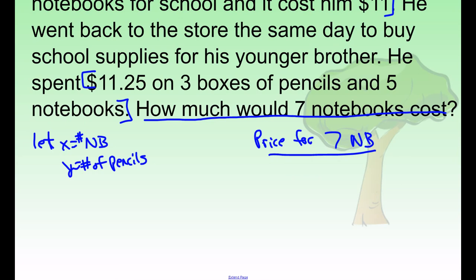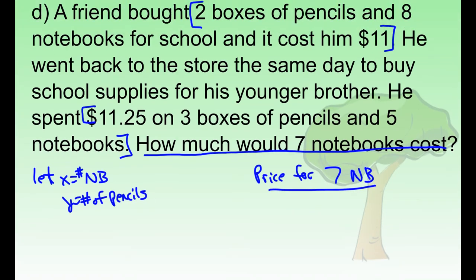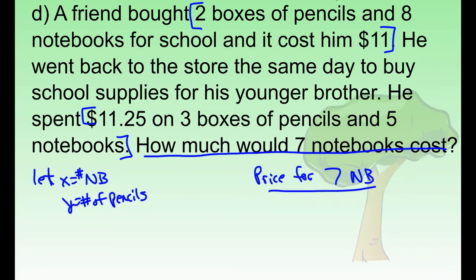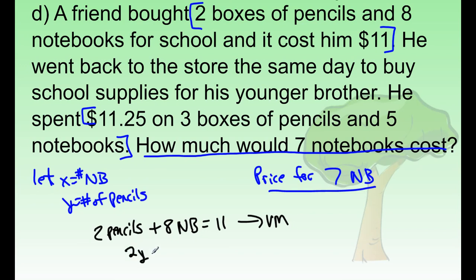Verbal model time. If you want to pause the video and try this on your own, you can. But I'm going to go through it right now. So the first problem says he bought 2 boxes of pencils and 8 notebooks, and it cost him $11. So 2 pencils plus 8 notebooks was a total of $11. That is the verbal model, which becomes an equation as 2y's plus 8x's equals 11.